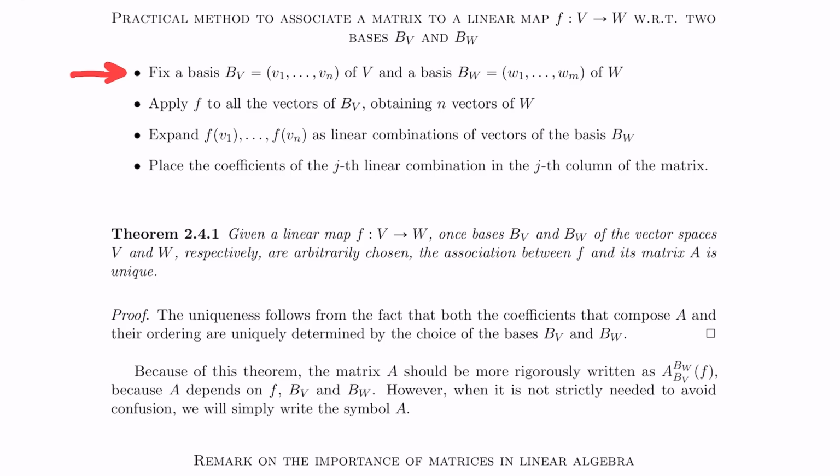First of all, you have to fix a basis Bv of V and Bw of W. Then you have to apply f to all the vectors of the basis Bv, obtaining n vectors of W given by f of V1, ..., f of Vn. Then you have to expand all these vectors as linear combinations of vectors of the basis Bw. Finally, you have to place the coefficient of the jth linear combination in the jth column of the matrix. The uniqueness of the association follows immediately from the uniqueness of these coefficients.